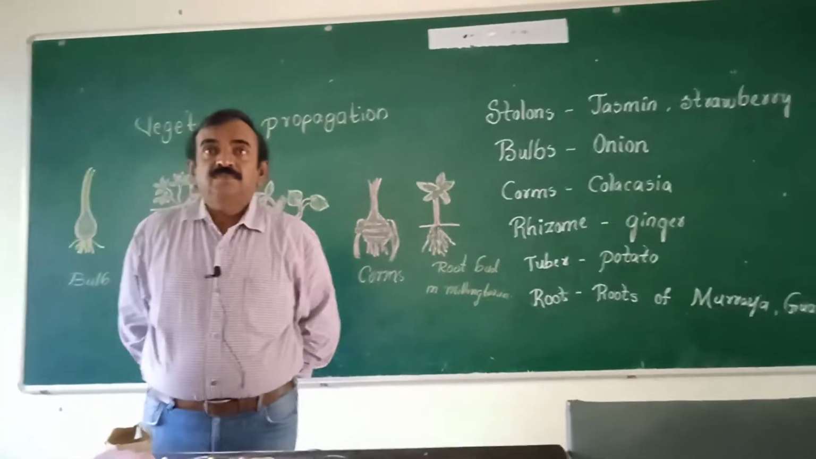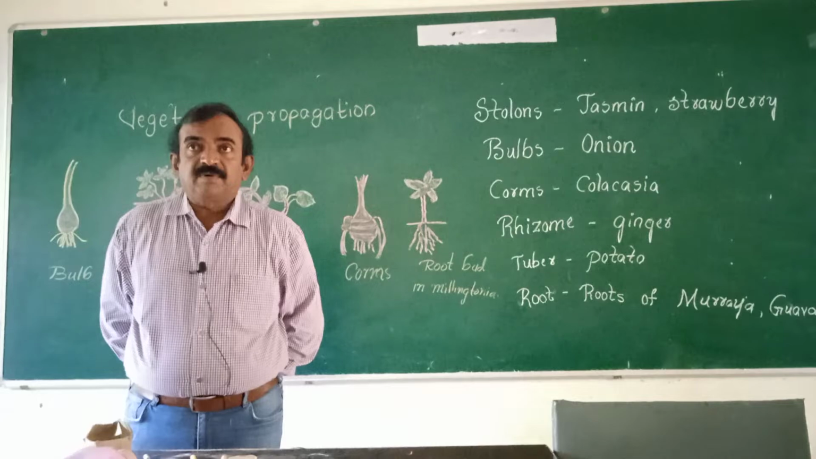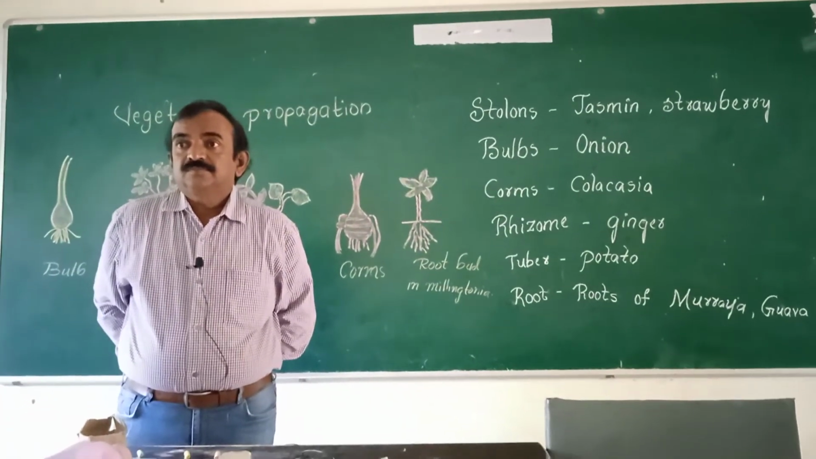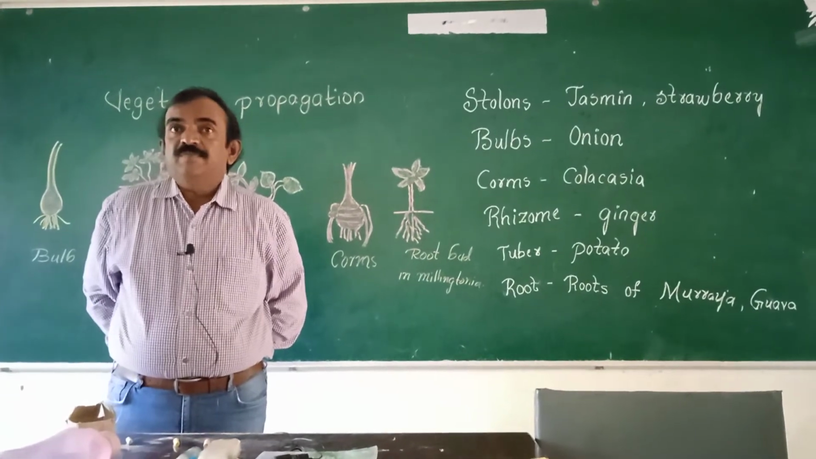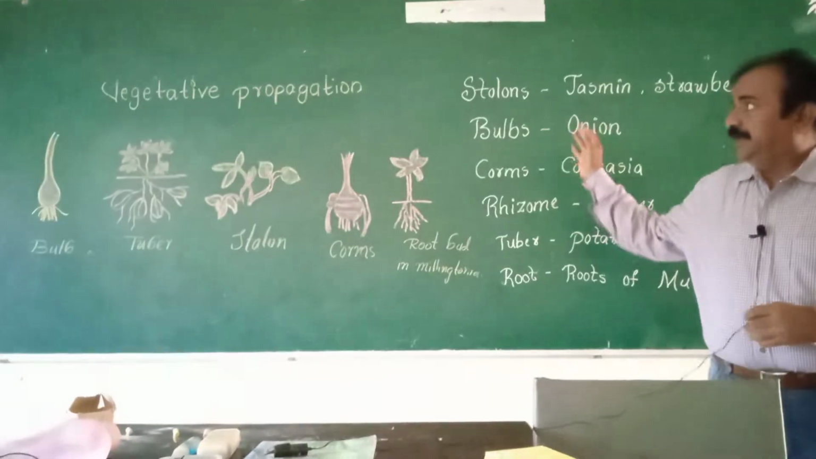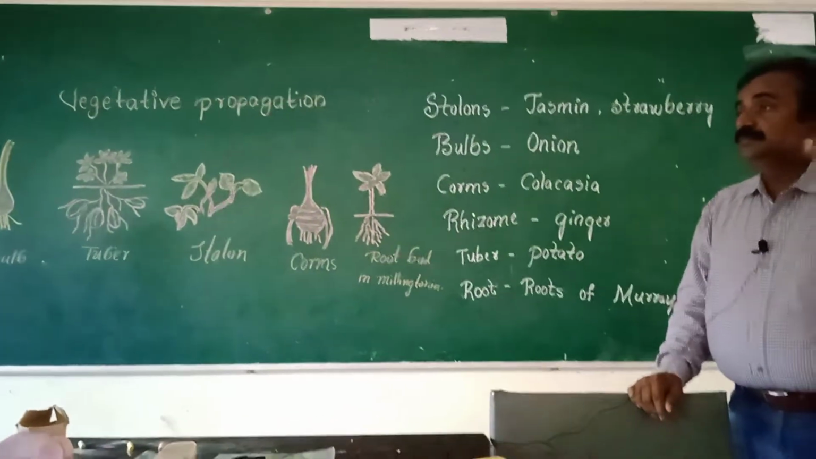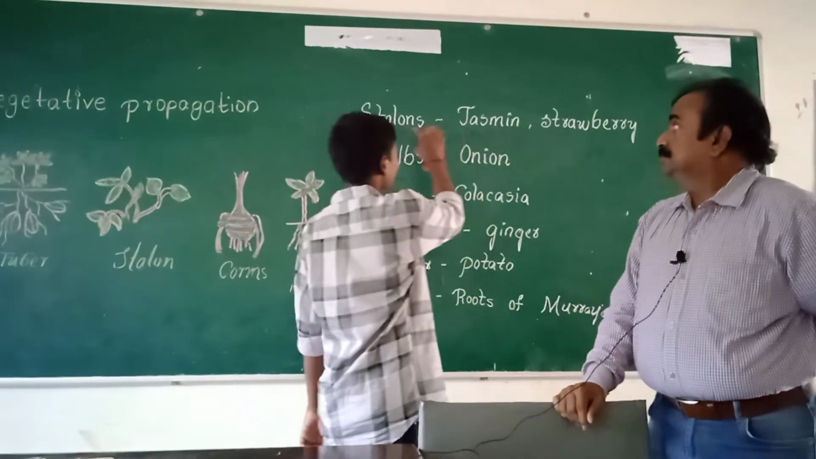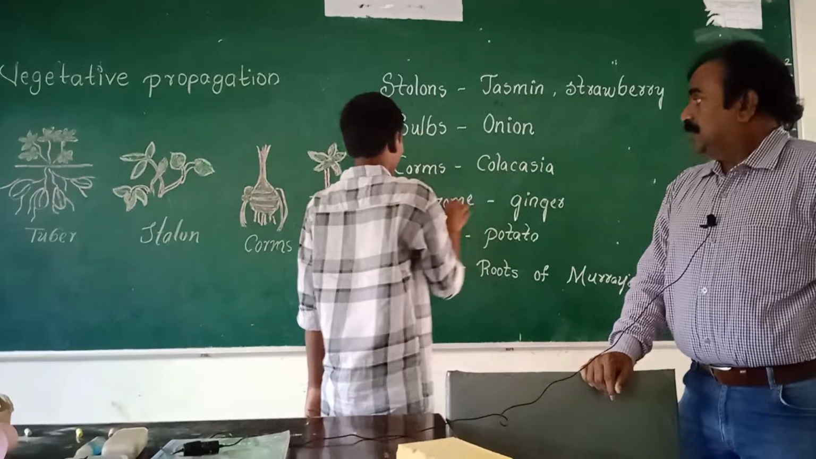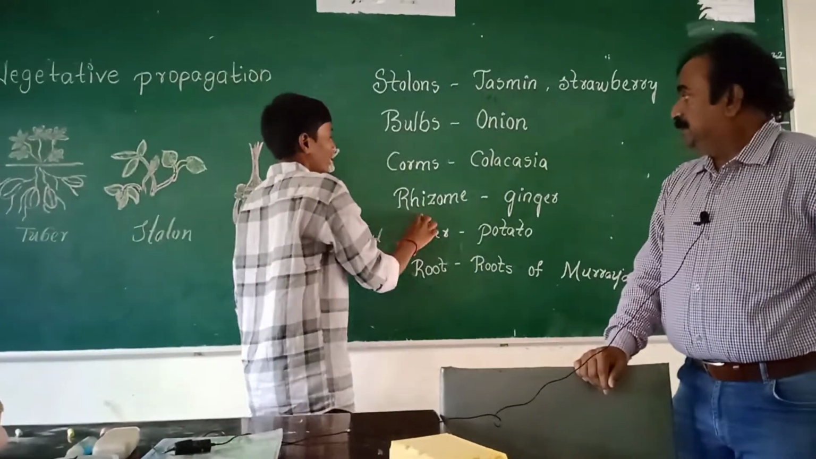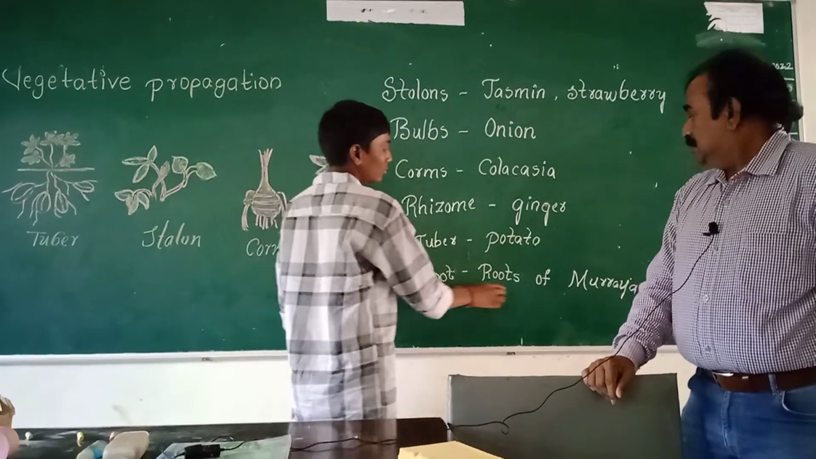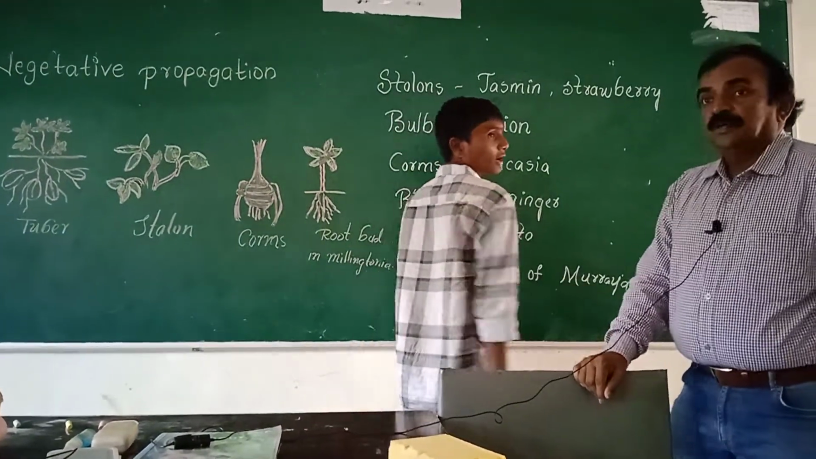Next, boy, please come. Your name? Nagendra. Come quick. Fast. Read. Stolon, jasmine, strawberry, bulb, onion, corms, colocasia, rhizome, ginger, tuber, potato, roots of Murraya. Wow.